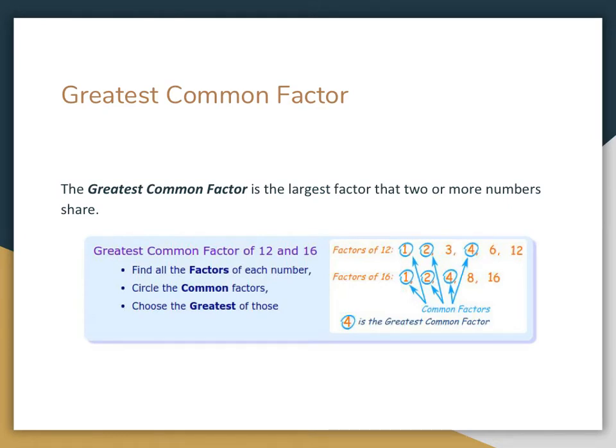When working with fractions, it's especially important to know the greatest common factor. The greatest common factor is simply the largest common factor that two numbers share. In the example shown here, the common factors of 12 and 16 have already been circled for you, 1, 2, and 4. Since 4 is the largest of those numbers, 4 is what we call the greatest common factor, or GCF for short.